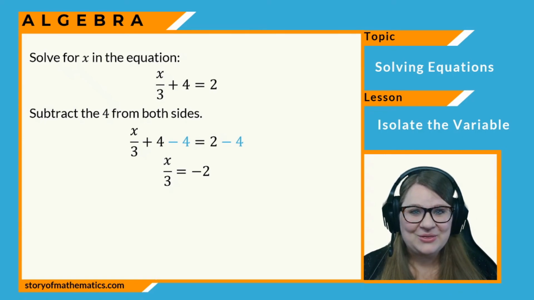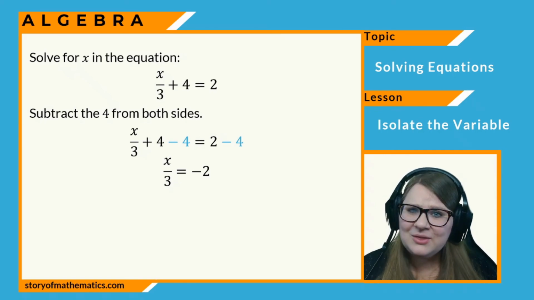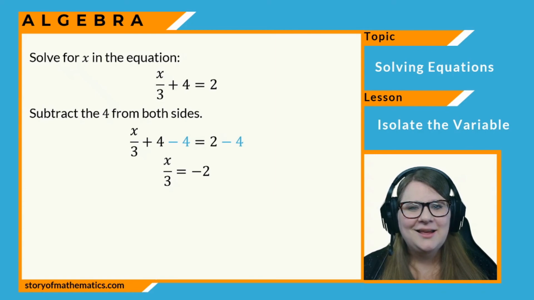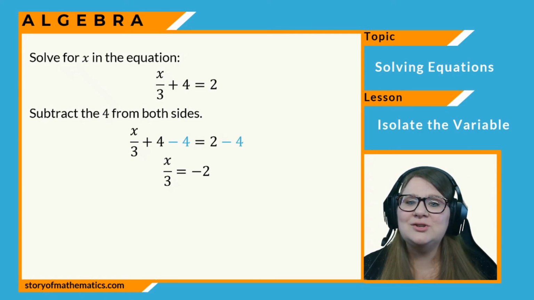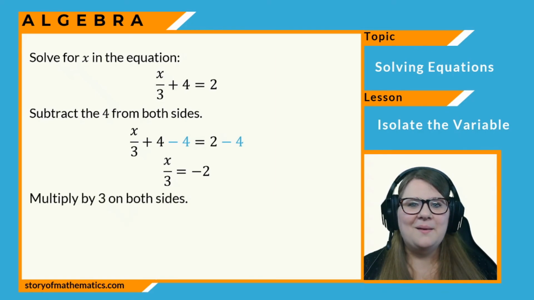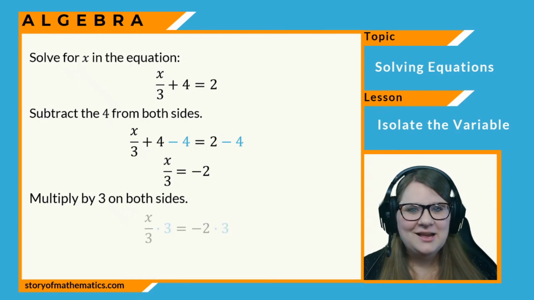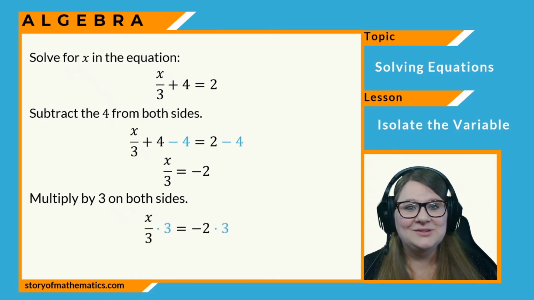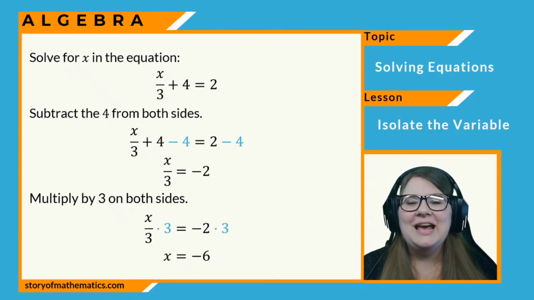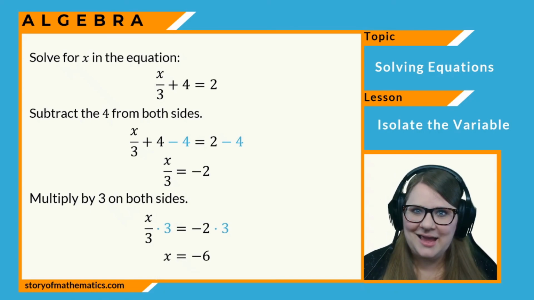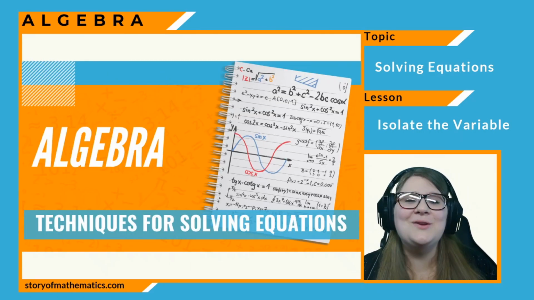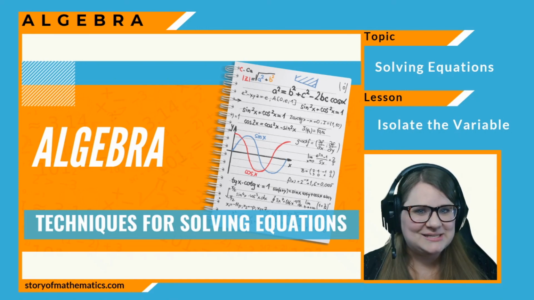Now I just need to get rid of that 3. Since I'm dividing by 3, the opposite operation is multiplying by 3. So I transpose the 3 by multiplying on both sides, and that gives me x equals negative 6. And there is my answer in that case. And that is how you isolate the variable using transposition.